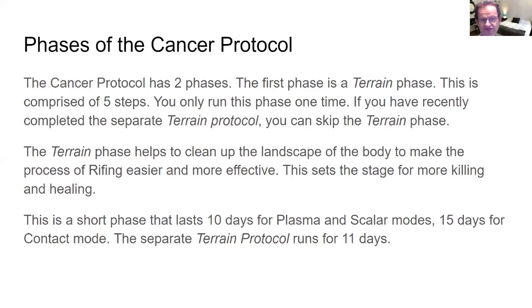The terrain phase helps to clean up the landscape of the body to make all forms of rifing much more effective. So even if you're not treating for cancer, you're trying to treat for other things, then do a terrain. It sets the stage for more killing and more healing. It's quite short. It's 10 days for plasma or scalar, 15 days for contact, and then of course there's the remote method, which you're probably familiar with, which is 11 days.